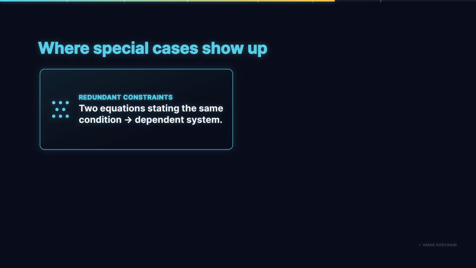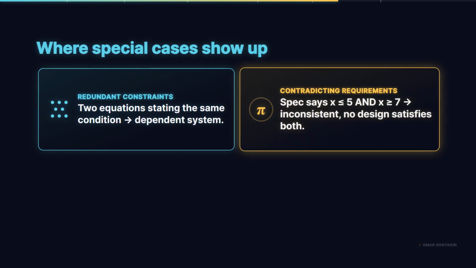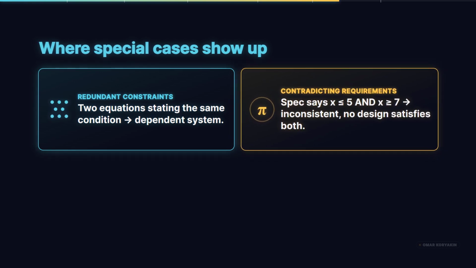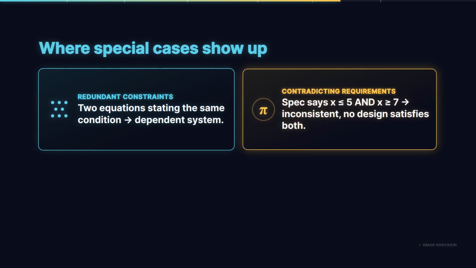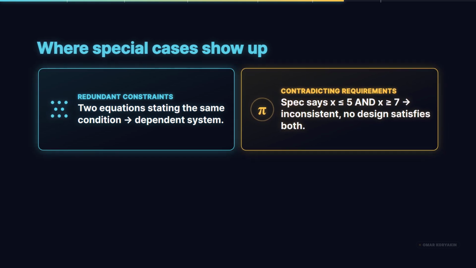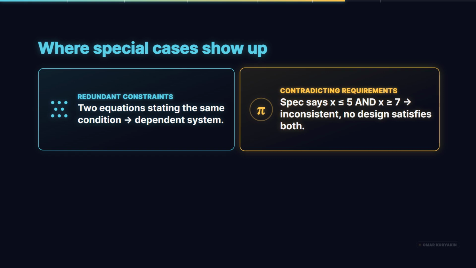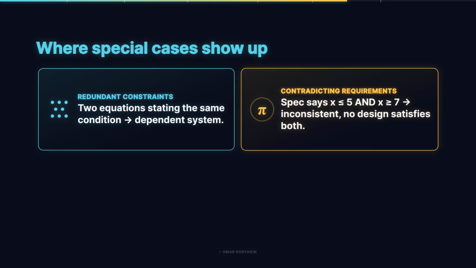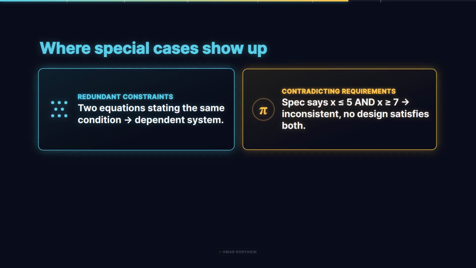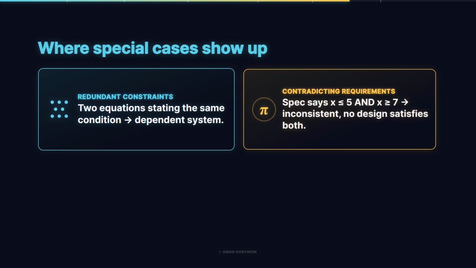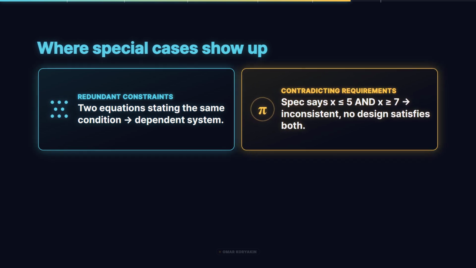The dependent system test is the algebraic counterpart of redundancy detection, and the same proportionality logic applies. In contradicting requirements analysis, 2 specification clauses that contradict each other produce an inconsistent system with no solution. Detecting the contradiction early in the design process saves enormous downstream costs that would otherwise be spent trying to satisfy the unsatisfiable specification. Specification reviewers run proportionality style checks on numerical requirements, and inconsistent systems flag specifications that need revision.